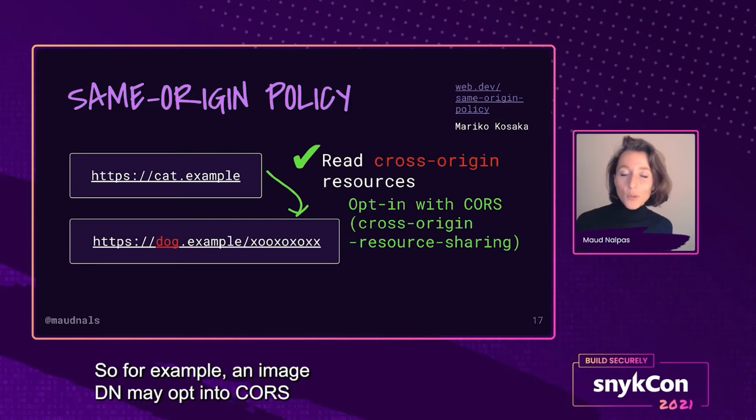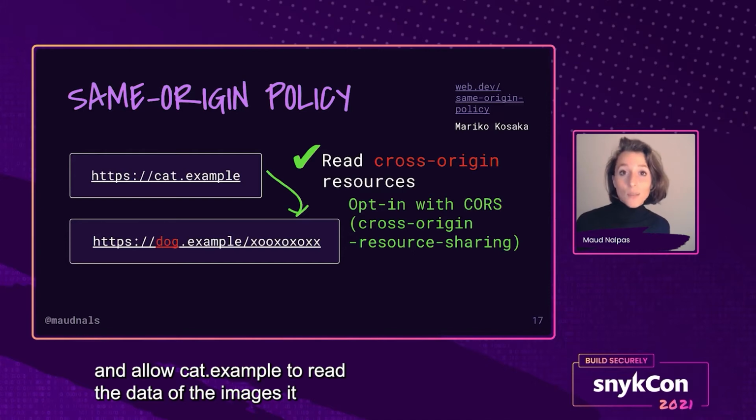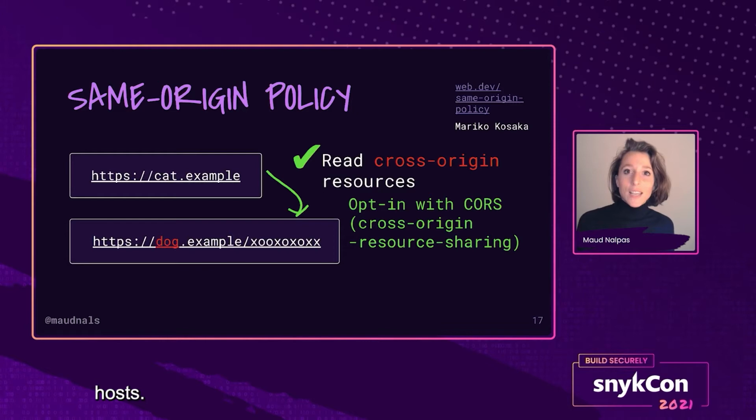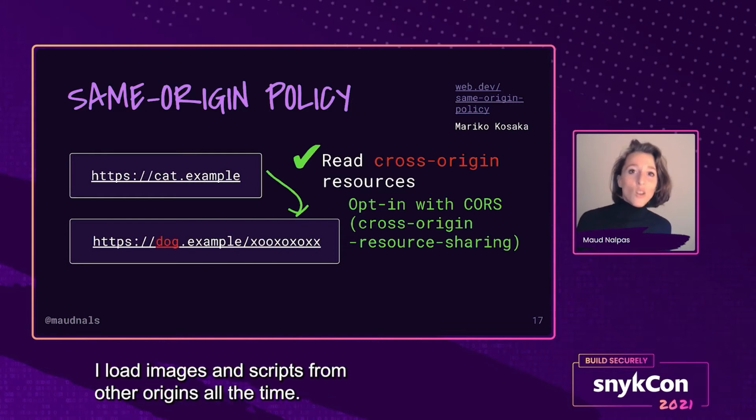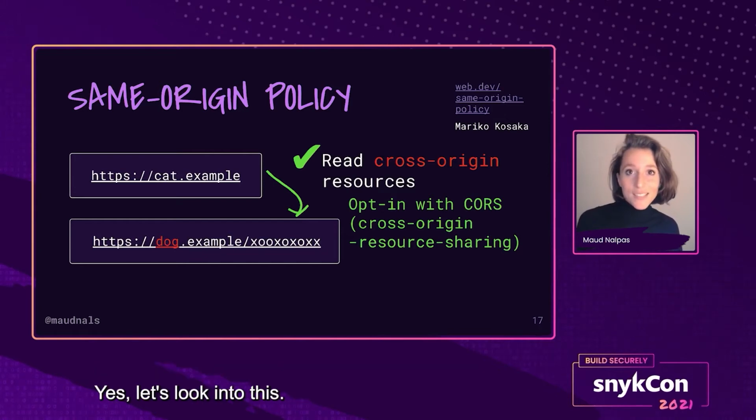So for example, an image CDN may opt into CORS and allow cat.example to read the data of the images it hosts. And now you may be thinking, but wait, I load images and scripts from other origins all the time. So yes, let's look into this.